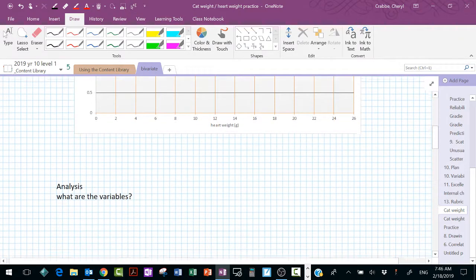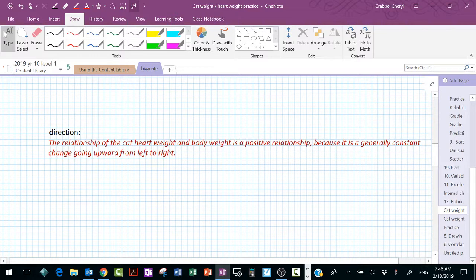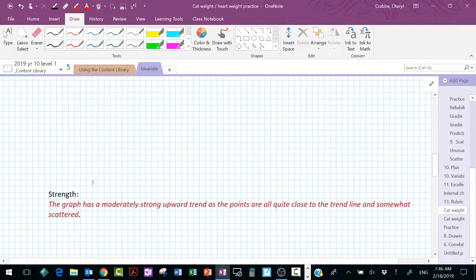So the first part would be direction, and the relationship of the cat heart rate and body weight is a positive relationship because it's generally constant change going upward from left to right, and we know that it's positive because as one of the variables, heart rate, increases, the body weight increases. So you always want to say the x first and the y second. So heart rate increases, body weight increases.